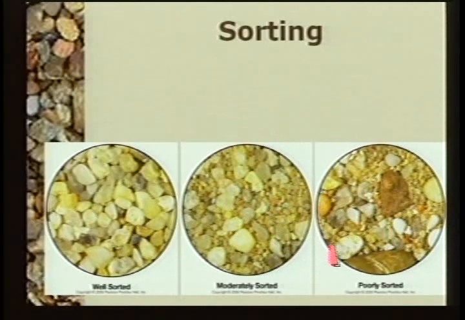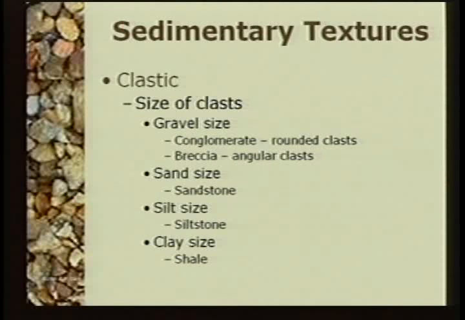However, compare that to poorly sorted. Here we have some very angular grains. This one looks like it's a little rounded, very small and very large pieces. So sorting can describe the class of a sedimentary rock as well as the type of shape it has, whether it's rounded, well-rounded, or angular.